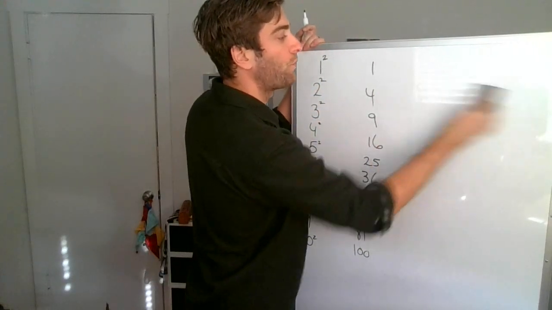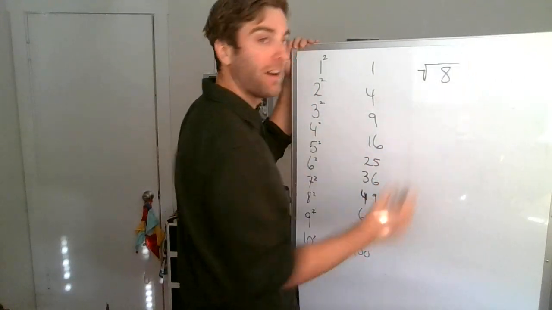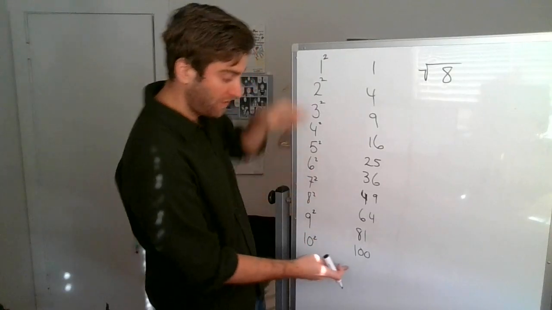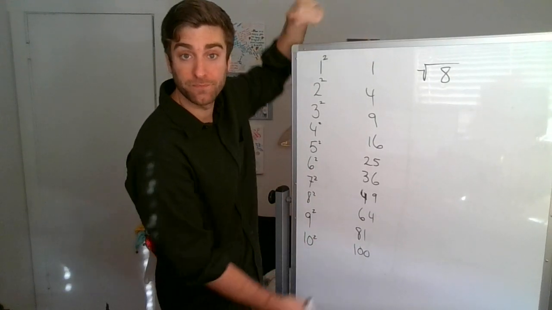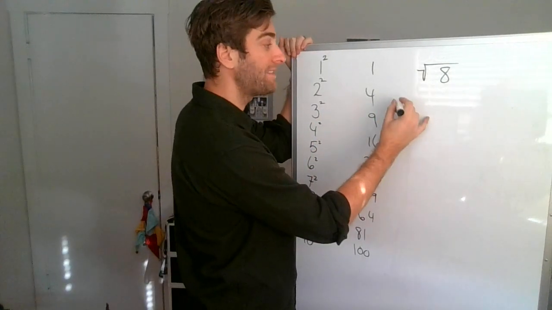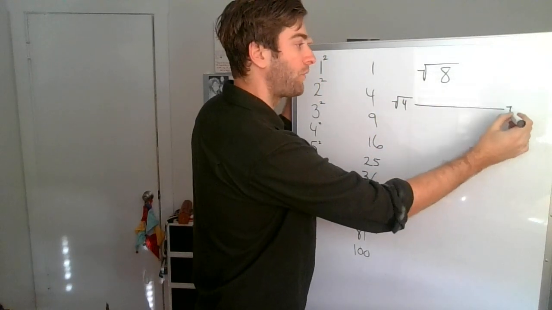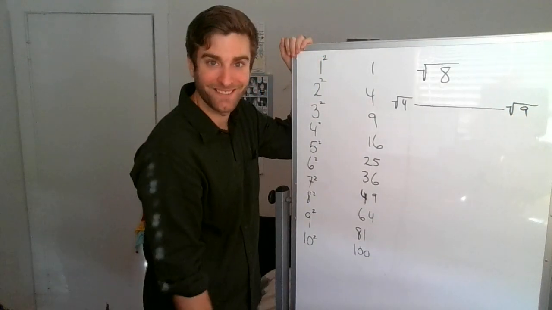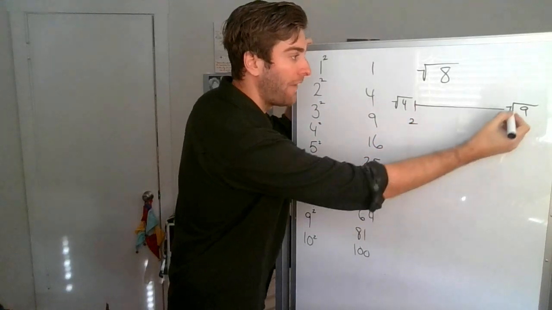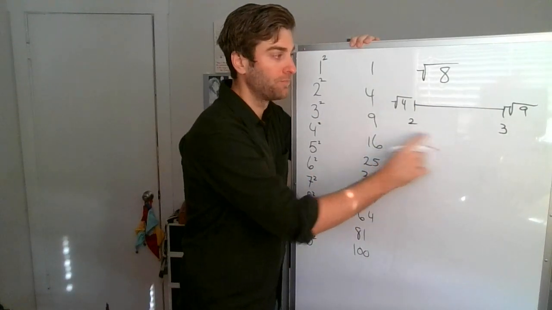I'm going to start with the square root of 8. Square root of 8. So now I have to think, 8 is between what two numbers on this list here? It's between 4 and 9. So I can draw a quick little number line. The square root of 4 is on this side. The square root of 9 is on this side. The whole number equated with square root of 4 is 2, so I can call this 2. And this is 3. The square root of 8 is going to be a number between 2 and 3.